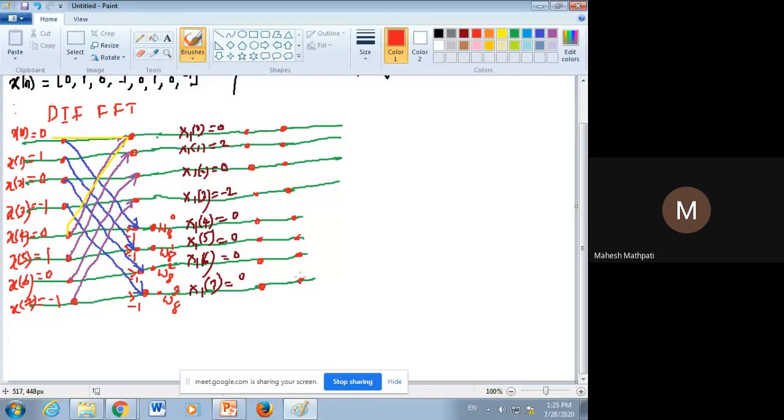So can anyone tell me how these points are connected? Left side of first point is connected to right side of third point. Very good. Left side of first point is connected to third point here. Okay. Then second point is connected to the fourth point.